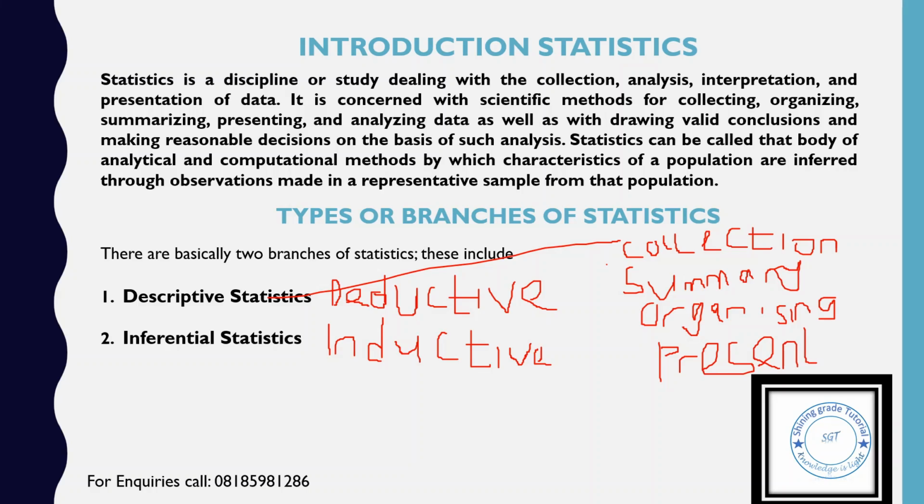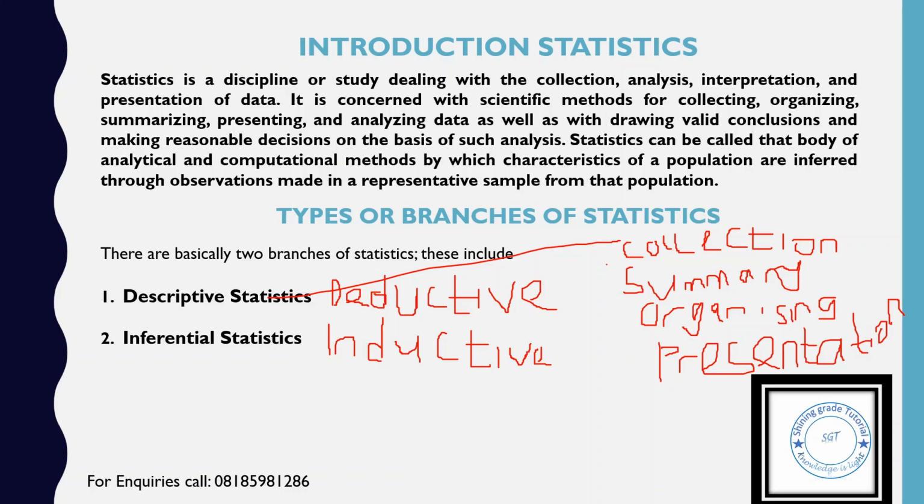Other descriptive statistics: one way of summarizing our data is through using some measure of central tendency, like mean, median, mode, and the rest. Then data presentation, that is visualization, the drawing of bar charts, pie charts, histograms, and other graphs. They all describe the data, so they all fall under descriptive statistics.